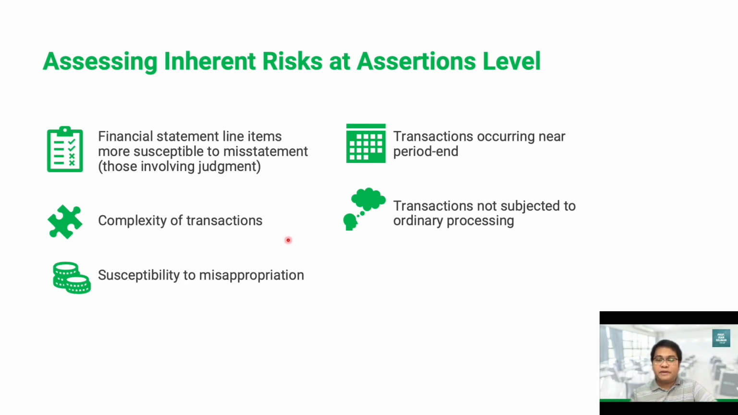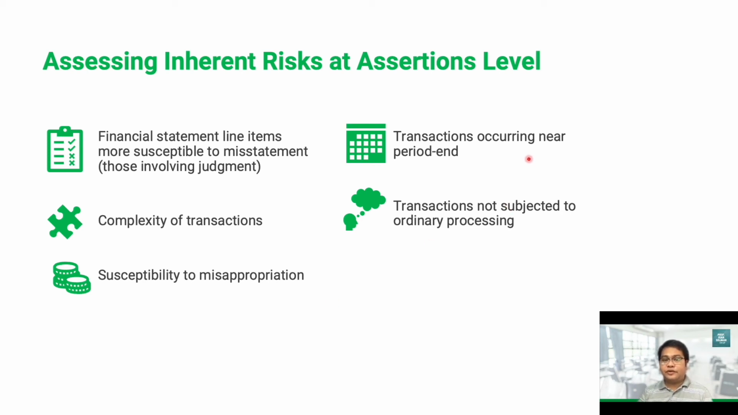Now, another is the complexity of the transaction. For example, those involving, let's say, investments or derivatives. Okay, so those items could result in misstatement because of the complexity of their nature. So we have to consider that. So those items that are susceptible to misappropriation, like for example, cash or high valued inventory. So we have to put particular focus on that.